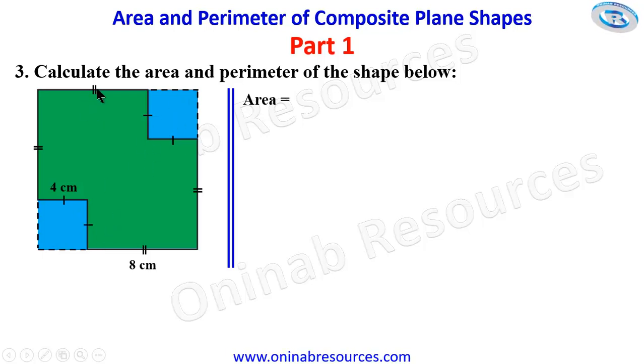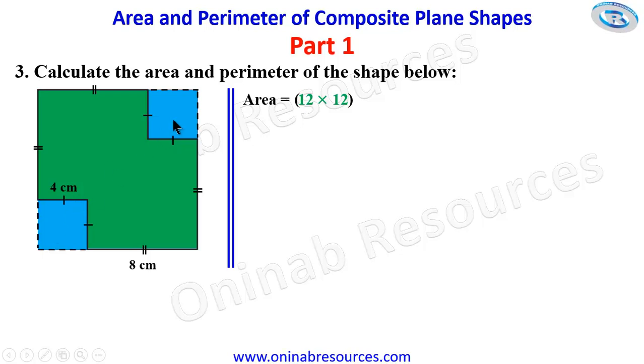So starting from the area of the entire square, this is 8 centimeters, 8 centimeters, 8 centimeters, 8 centimeters, and here is 4. So this is 4, this is 4. So the length of this square now is 8 plus 4, giving us 12. So we have the area of the square to be 12 times 12, taking care of the area of the large square.